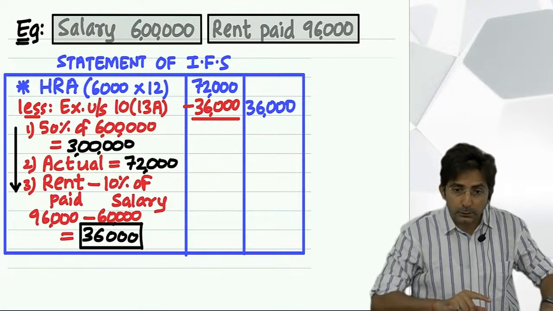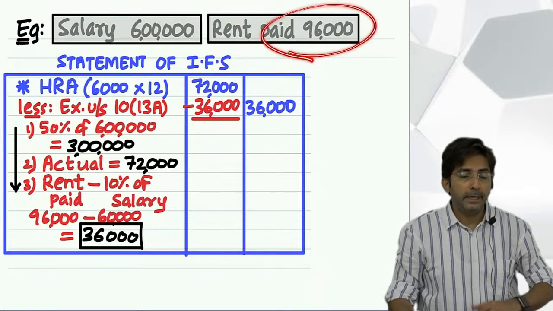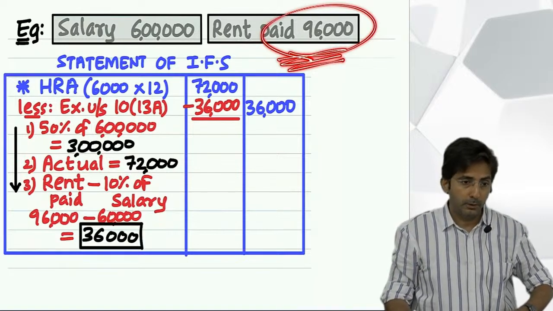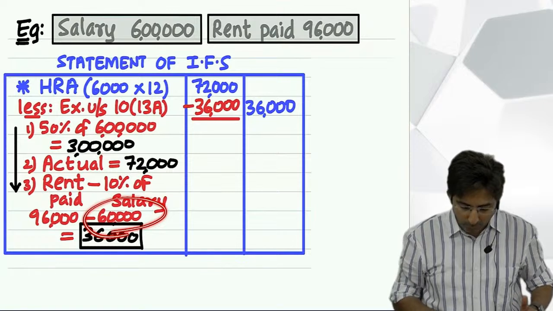But this guy says, no, I am paying rent of 96,000. Then the government feels, oh my God, then it's a burden on you. Means if you would have paid 60,000, look here, wait.